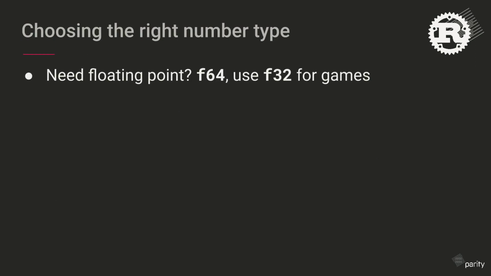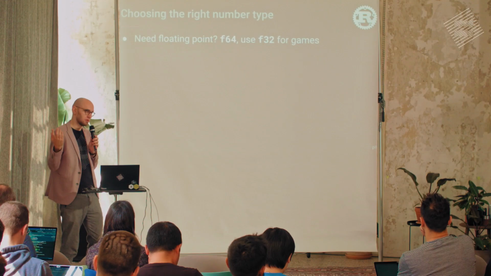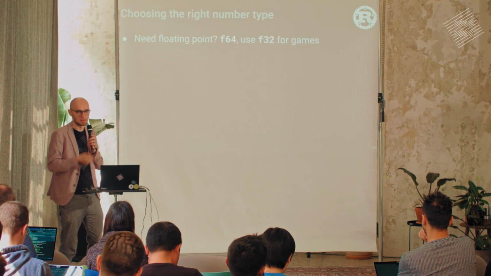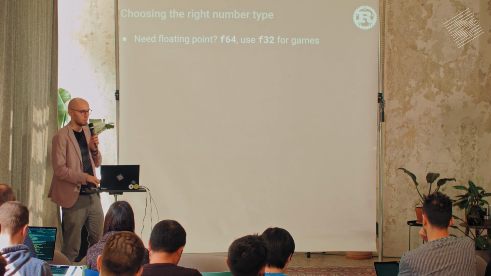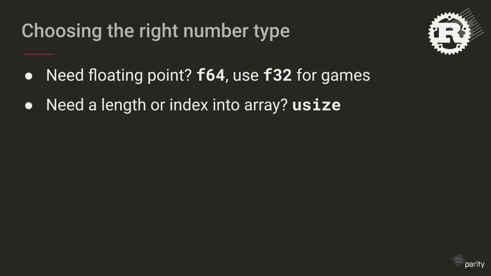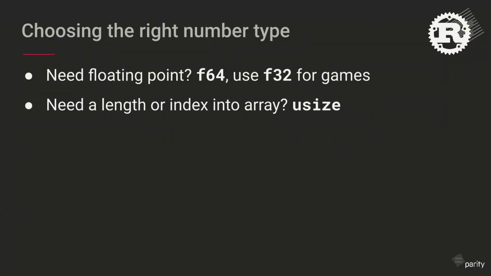So choosing the right number type in Rust. If you want a float, you probably want to use 64-bit floats, unless you're doing games and you want high performance, and you're okay with 32-bit floats. If you want a length or you want to index into an array, then you use usize. Here, usize is actually very useful because you want to use the integer of your architecture to map into your memory. That's usually how it works. So that's a good abstraction to do that.